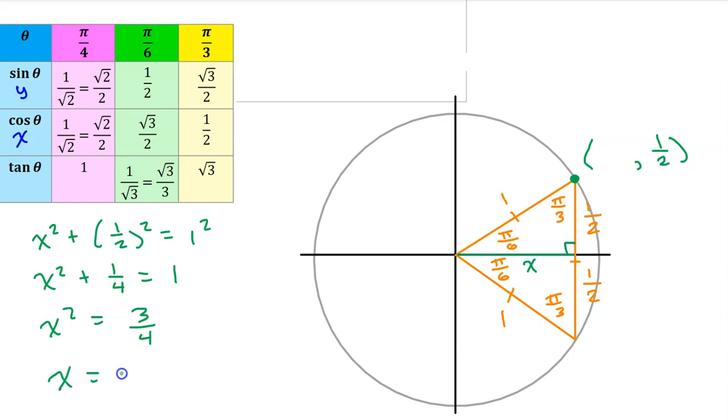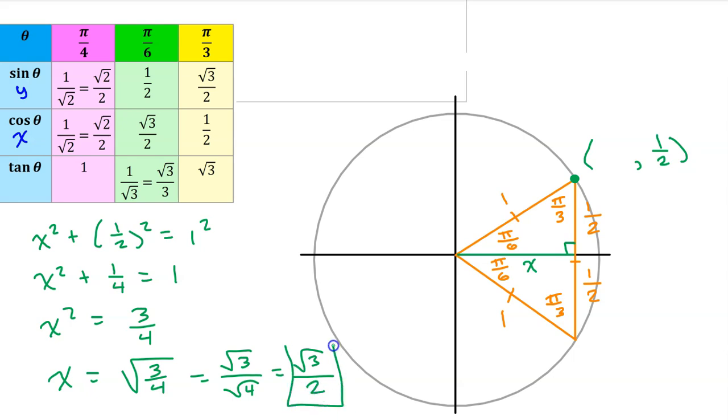So x is equal to, and normally we would say plus or minus, but this is a length, so we're just going to call it positive, the square root of 3/4. When you take the square root of a fraction, you take the square root of the numerator and the denominator separately. So we have the radical 3, but the square root of 4 is 2. So check it out. The x-coordinate is radical 3 over 2.